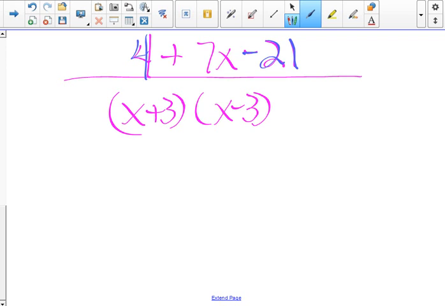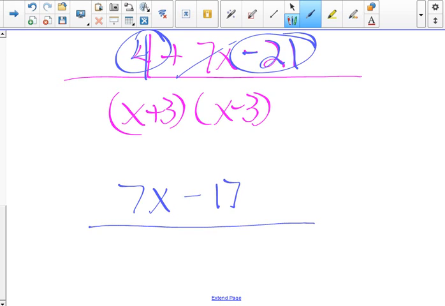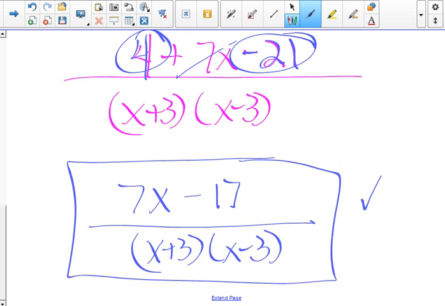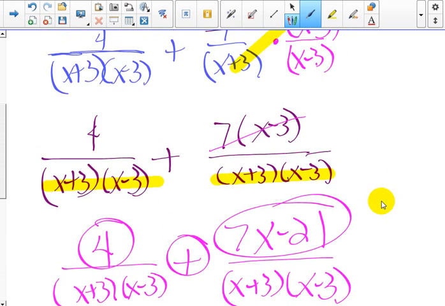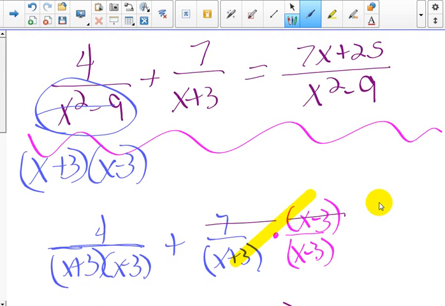So I'm going to keep my 7x because nothing happens to him, so he's done. Now I've got to combine negative 21 plus 4, which gives us a negative 17 over x plus 3 times x minus 3. And that's it. That's our answer. That's what it should be. So let's scroll back up and see what our fellow did wrong up here. Our classmate. Could be a guy or a girl, right?